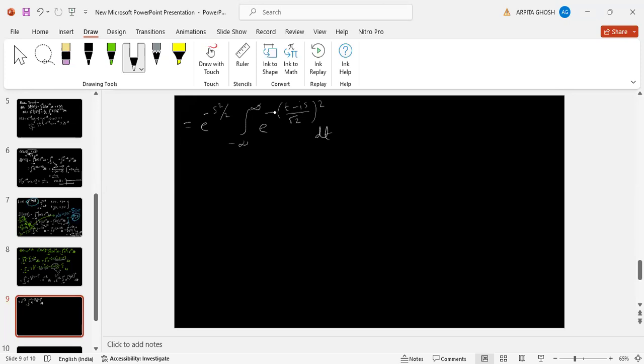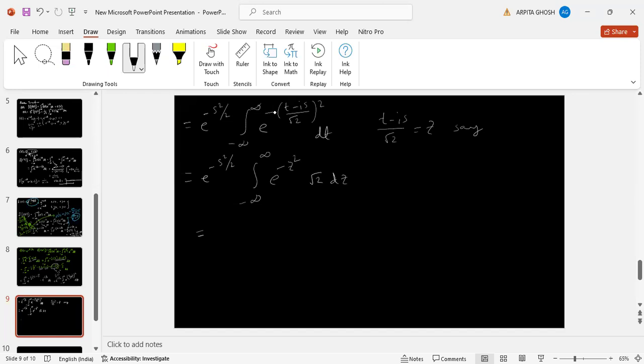So this is, let (t minus iω) by root 2 equal to z. So this is e to the power minus z square by 2. If t is minus infinity, z remains minus infinity. If t is plus infinity, z remains plus infinity. And this is e to the power minus (t minus iω by root 2) whole square. So this is simply minus z square, and dt means root 2 into dz.